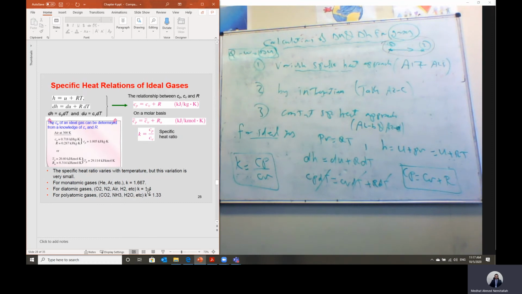So you see here the specific heat ratio for some gases. For air, it is equal to 1.4. For monatomic gases, single atom gases like helium and argon, it is almost a fixed value, 1.667. And in case we have polyatomic gases, more than one atom like CO2, NH3 or any such gas, it will be a kind of 1.33 in this case.